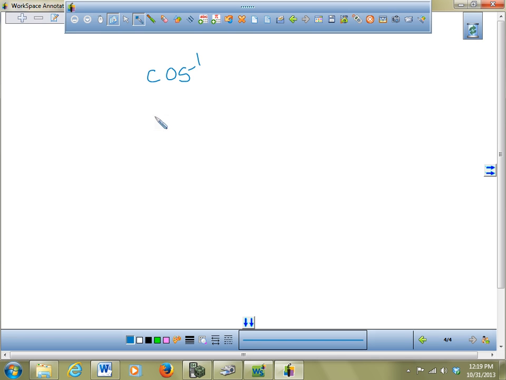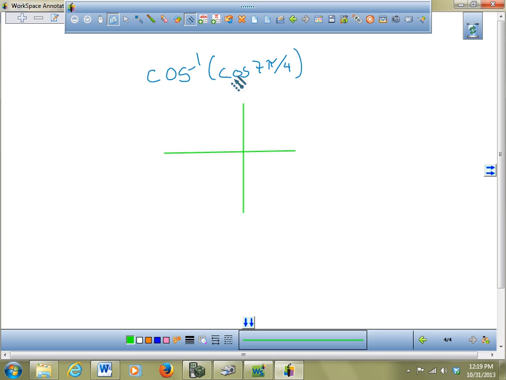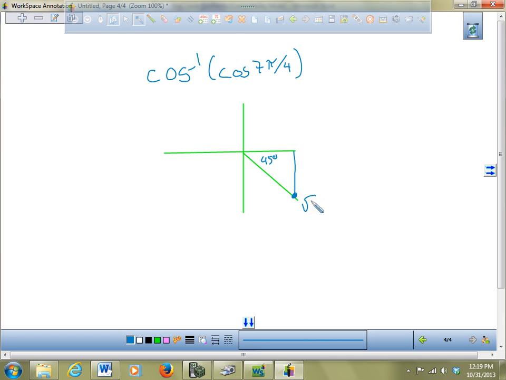Inverse cosine of cosine of 7 pi over 4. Okay? So, someone find it. So again, do the same idea. Where is 7 pi over 4? Fourth quadrant. In the fourth quadrant. So I'm going to come over here and draw a picture. The reference angle here is 45 degrees. Okay? What is the x coordinate? What is the cosine at this point? Square root of 2 over 2, comma, negative square root of 2 over 2.